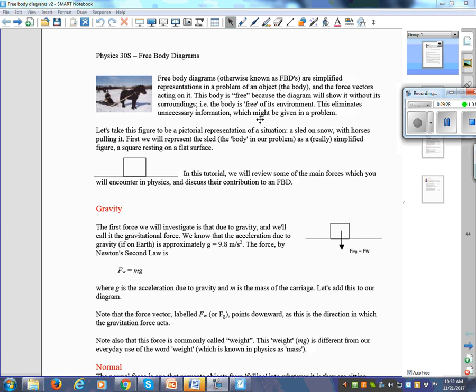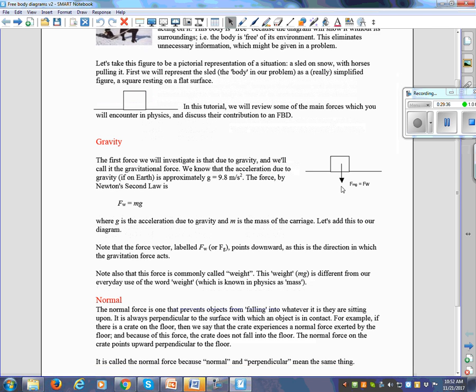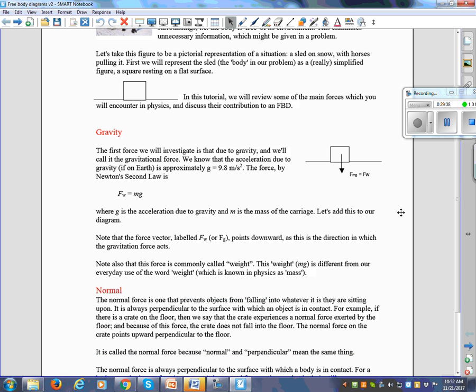In this tutorial, we will review some of the main forces which you will encounter in physics and discuss their contribution to an FBD. So I'm going to give you some examples, and then you're going to do some. So the first force that we're going to investigate is that due to gravity, and we'll call it the gravitational force. We know that the acceleration due to gravity on Earth is approximately 9.8 meters per second squared. The force by Newton's second law is Fw equal to mg. Why g? Because the acceleration is replaced by gravity. So over here on the right, you should have Fg is equal to Fw, right?